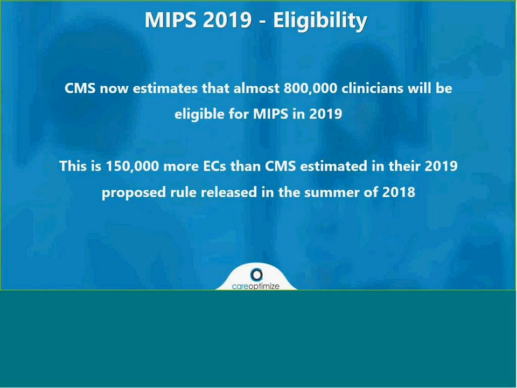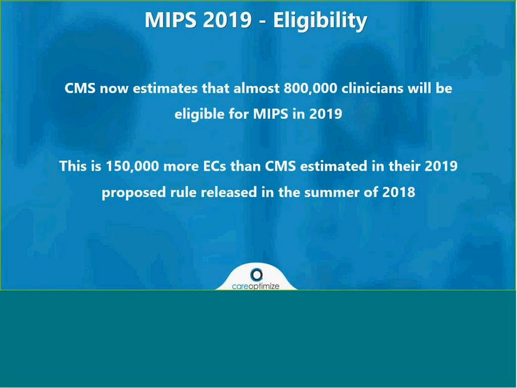So they made a point to make sure that everyone who reads this final ruling is aware that it is going to affect more clinicians than people originally thought. From 2017, we're seeing numbers that show that about 90 to 91% of eligible clinicians did participate in the MIPS program, which is slightly higher than what CMS had thought. But I have a feeling that number may be even a little higher around 2019, since so many more are going to be required to participate.